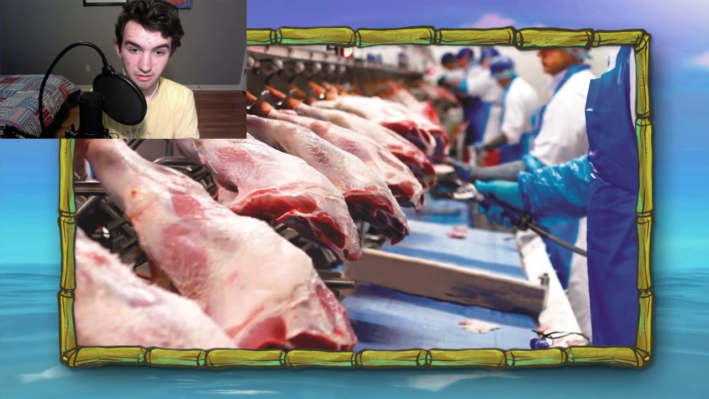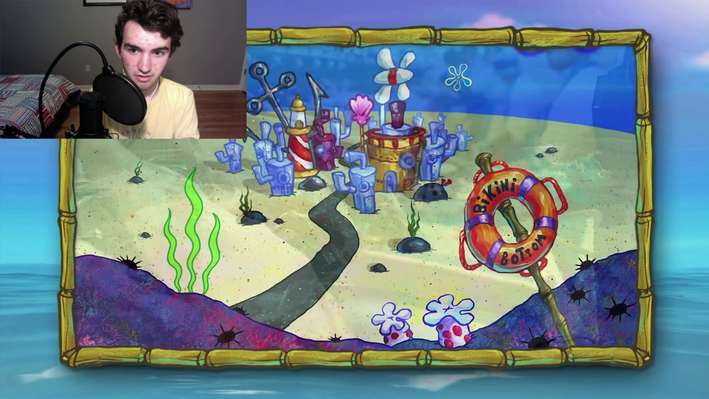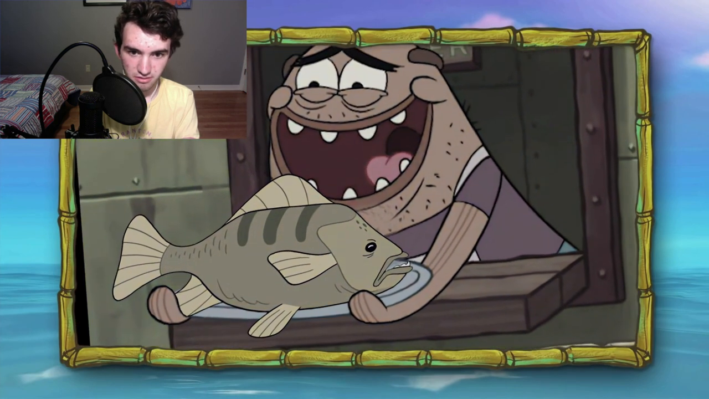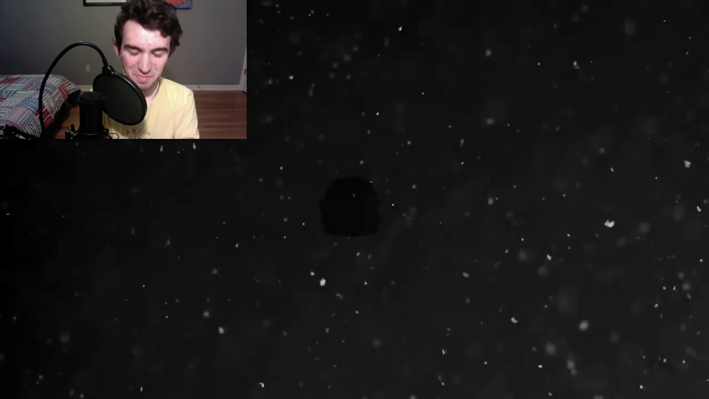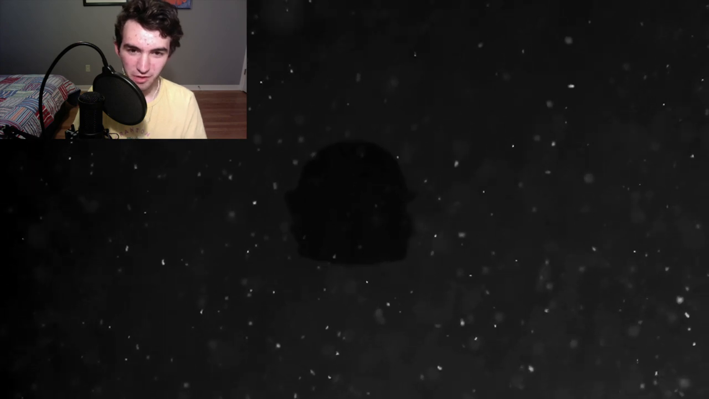Now, we don't really see too much of the meat harvesting side of Bikini Bottom, and I'm not surprised they're keeping it on the DL, you know, with the whole cannibalism thing, but there is one secret to making food that is kept more secret than anything in Bikini Bottom. The Krabby Patty secret formula. The best kept secret in the entire show. You already know what I'm gonna say. The Krabby Patty secret formula.